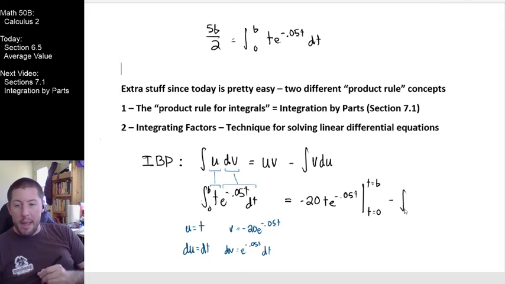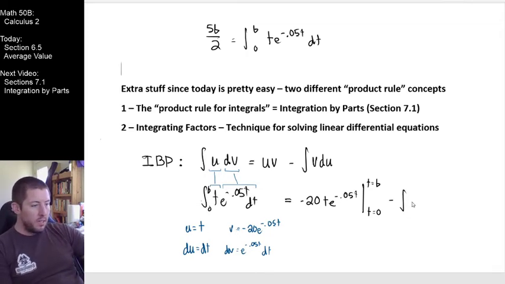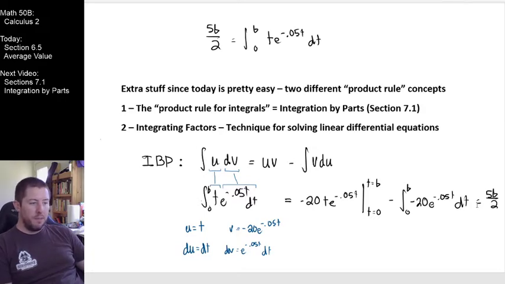Now, this is the whole thing. The question is, did we make this easier for ourselves? Well, if we now look at v du, it looks like the answer is yeah. There's v, negative 20 e to the negative 0.05 t, times dt. This is an integral I can do now, right? We'll retain our bounds from 0 to b. And by the way, I'll keep my 5b over 2 as well as our desired output here from this.